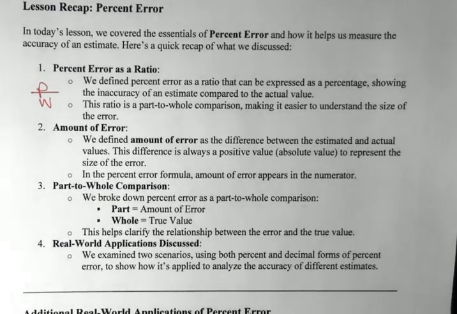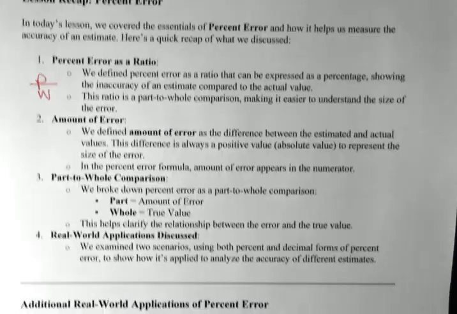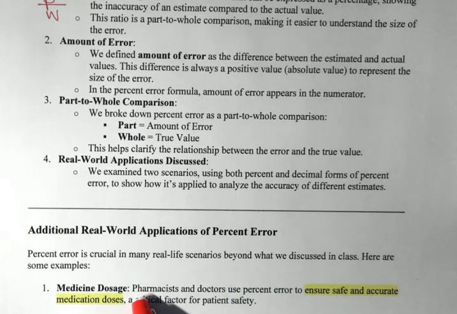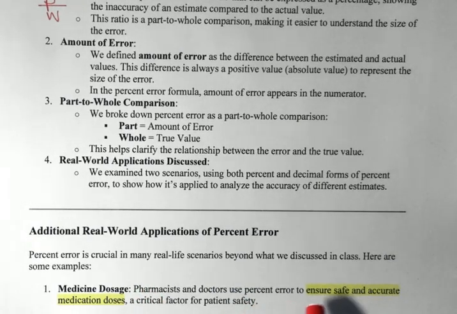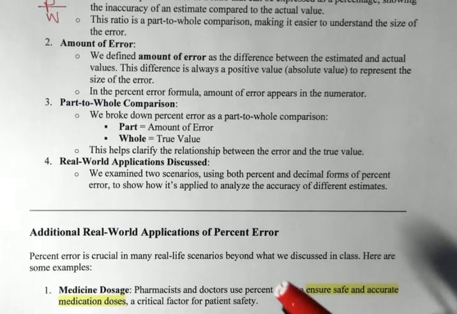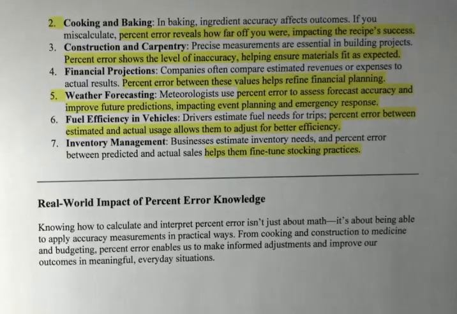And then in terms of real world applications, we saw a few scenarios where we're able to use our percent error formulas to find out correct information and to find out how far off we were from the actual amount with our estimates. In terms of additional real world applications, we use it in the world all around us. So when we're talking about medicine, here's some reasons that we would want to make sure that we understand about percent error. The safety and accuracy of our medication dosages is going to be important.